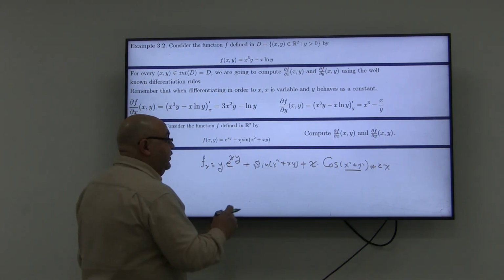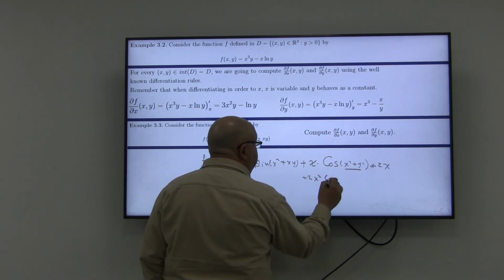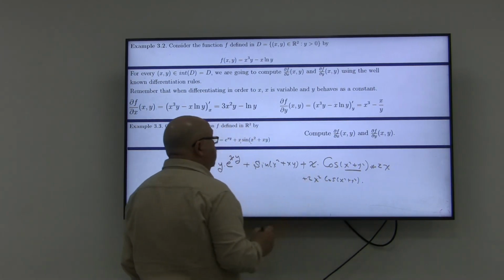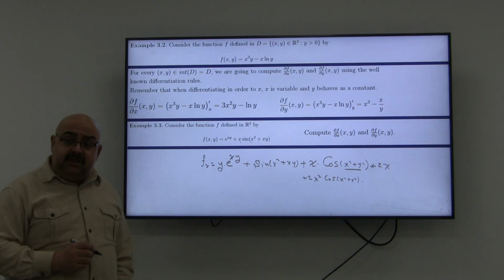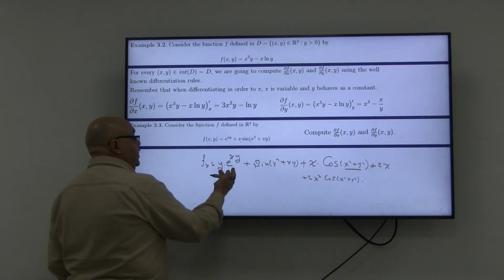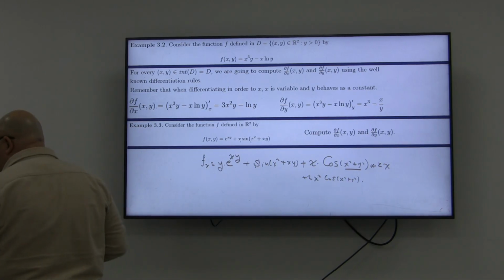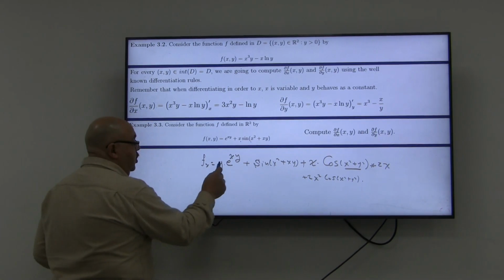Rewrite it all over again and gather the various terms together. Then you will have this part, plus 2x squared cosine of x squared plus y squared. Also, I can do this derivative with respect to y. In this case, the first term will be exactly the same with a slight difference. Instead of having y, it's going to be x.